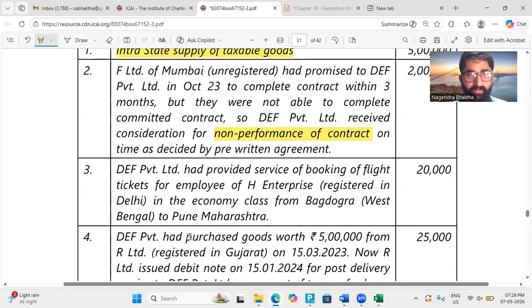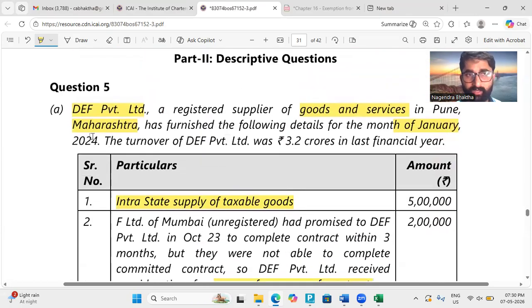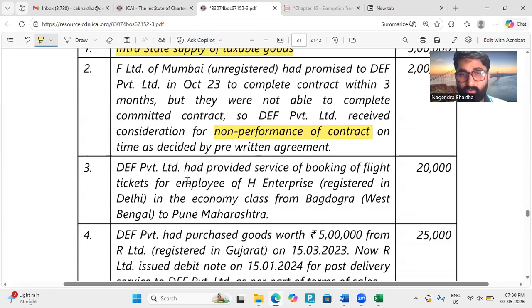Okay. DEF Private Limited had provided service of booking of the flight. So flight booking services has been provided for employees of H Enterprises in the economy class from Bagdogra to Pune, Maharashtra. See, now we are actually thinking in the perspective of DEF Private Limited. So they have provided flight ticket booking services. They did not purchase the flight ticket.